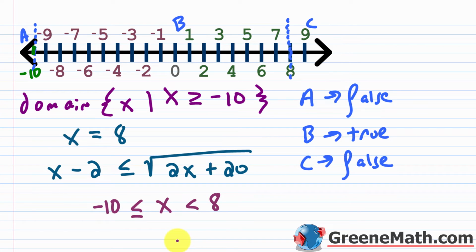Then in terms of 8, it solves the related equation. So this side would be equal to this side. And here we have a non-strict inequality. We have that or equal to part. So this would be included as well. So x here would be greater than or equal to negative 10 and less than or equal to 8.